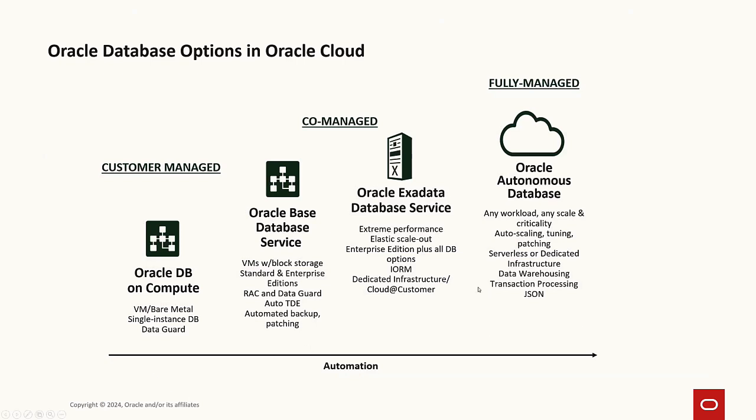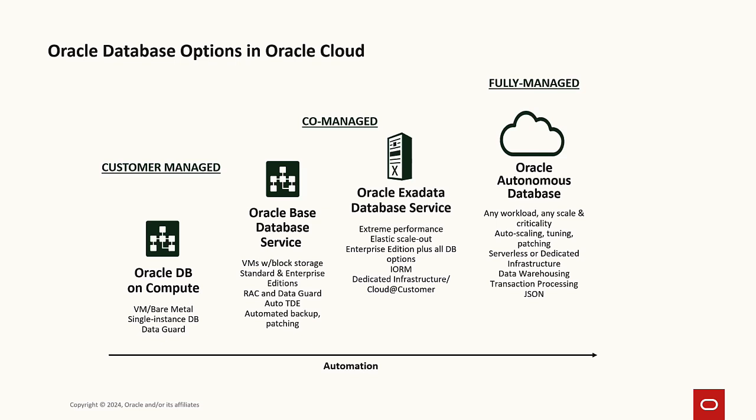So when we think of Oracle Database on Compute, this is a bare metal or virtual machine instance. It's a single instance database, and it's going to have Data Guard on it, which is something we'll talk about in more depth in one of the other slides, but it's basically a way to fail over from one database node to another.